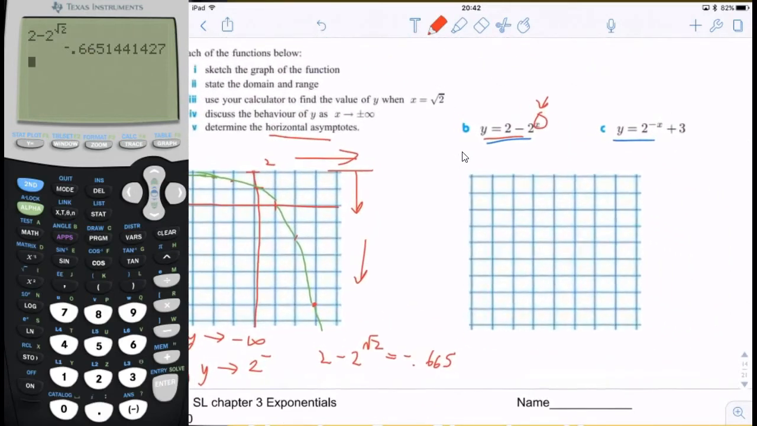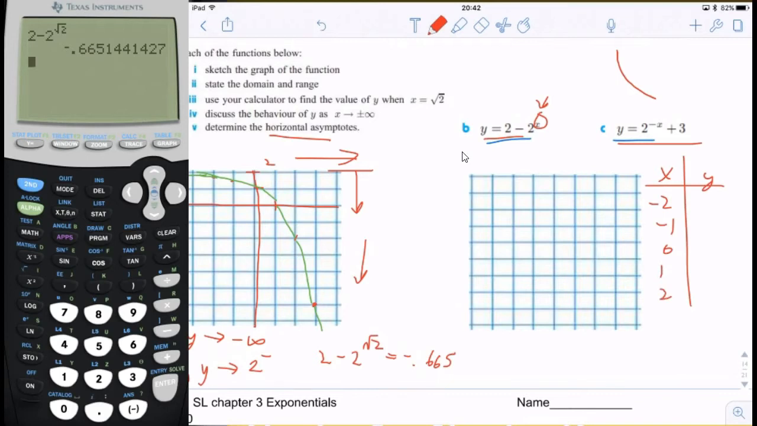Okay, next one we're going to do is this one here. 2 to the negative x, remember, is like an exponential function that's flipped the other way. It's flipped that way. And then plus 3 raises it 3. So let's do the xy coordinates just in case. We're going to put in a few values here.